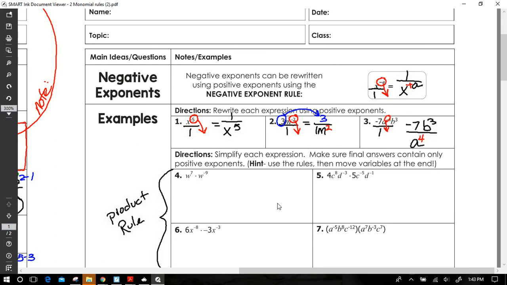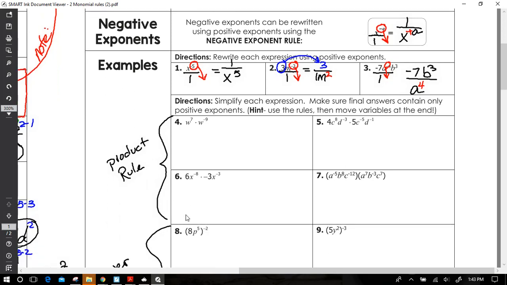All right, welcome back. I've completed example 3, and the only thing that had to move was the a to the -4 power, so it is now on the bottom. All right, let's jump into our examples.